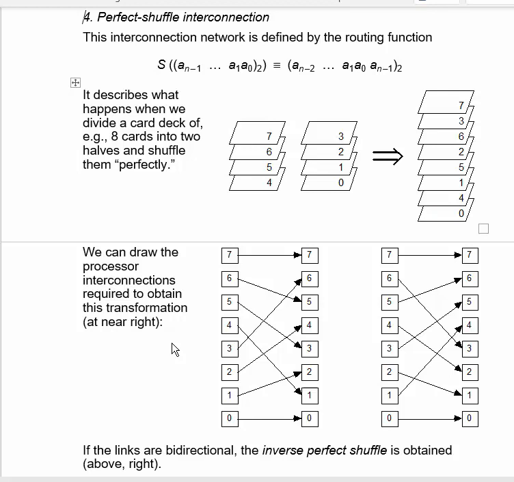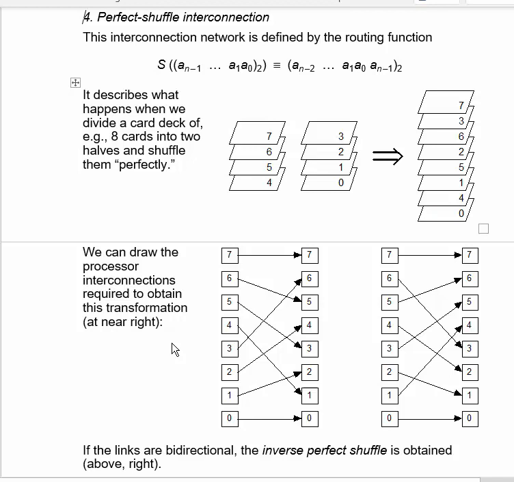Okay? Well, the processor interconnections required to get this transformation: notice that what was on top before, 7, remains on top. What was next on top ends up being the third node down, and then the one after that, the third node down in the original pile, winds up being the 5th node down here, and the 4 is sent over there. And the 3, 2, 1, and 0 fan out throughout the stack like that.